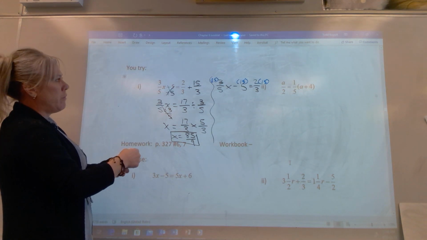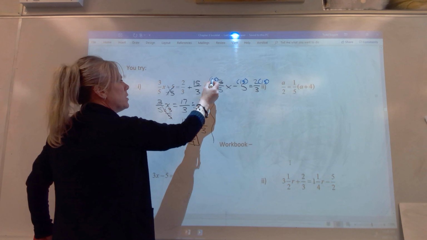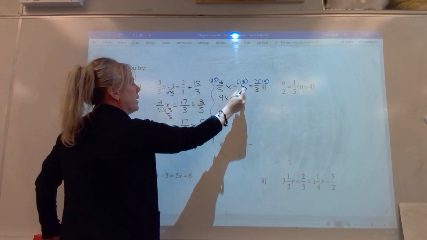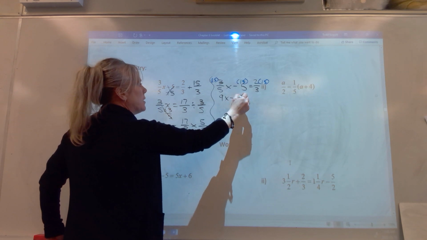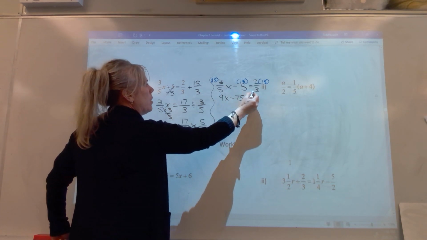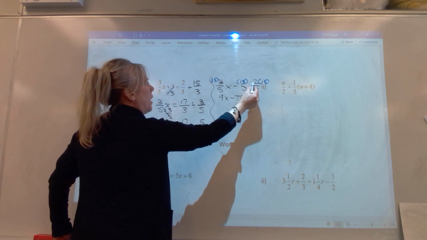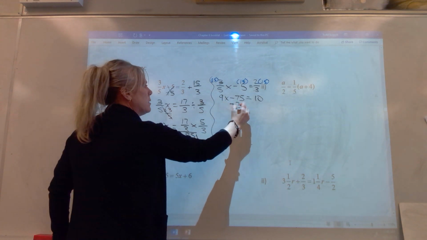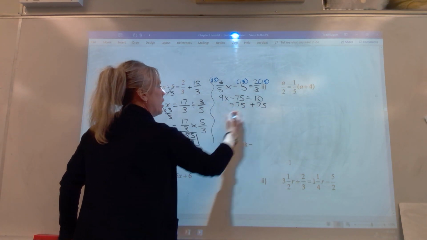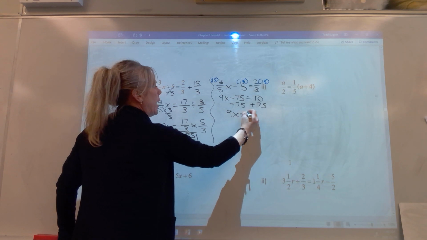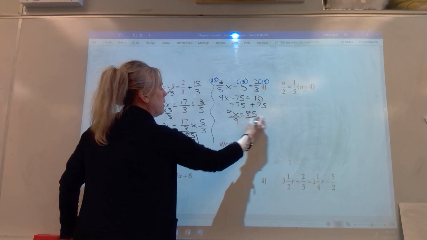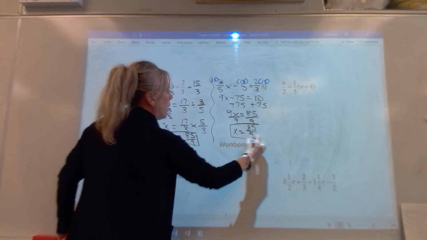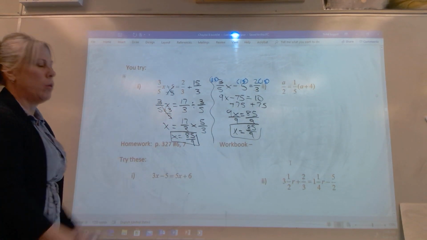Now to cross reduce, just like I've always showed you here, 5 goes into 15 3 times. 3 times 3 is 9x minus 5 times 15 is 75 equals 3 goes into 15 5 times. 5 times 2 is 10. Now we're going to add 75 to both sides. We're left with 9x is equal to 85. Divide by 9, divide by 9, and we get our x is equal to 85 over 9. So as you can see, you get the same answer depending on which method you prefer.